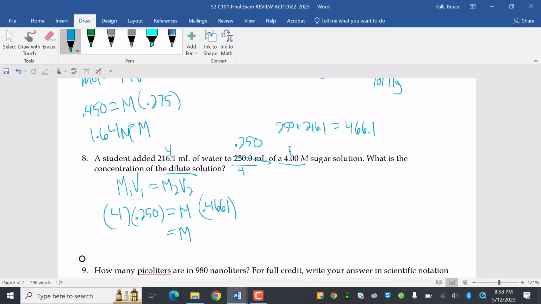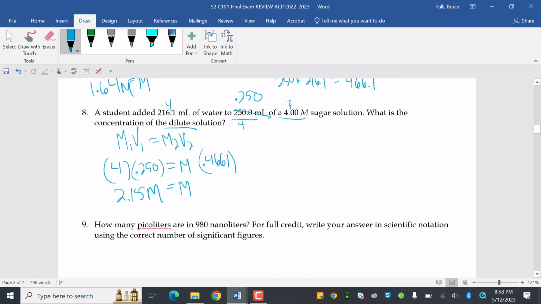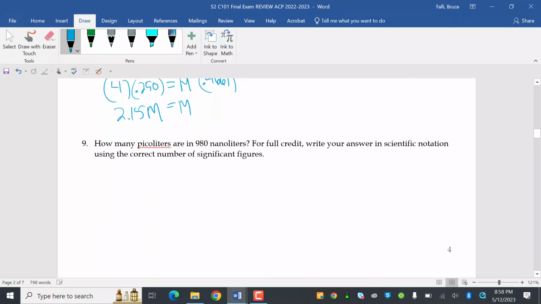4 times 0.25 divided by 0.4661, 2.15 molar. How many picoliters are 980 nanoliters? Okay, I'll be honest with you: nobody uses picoliters. So let's go to 980 nanoliters.